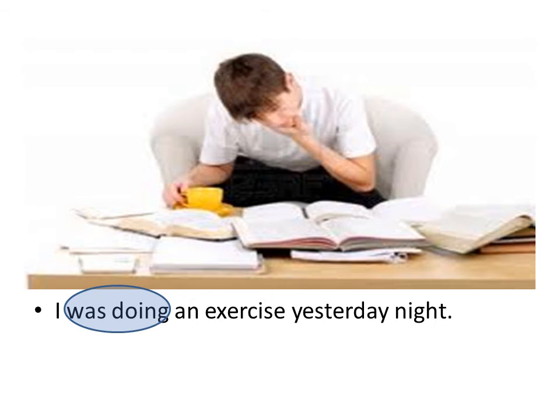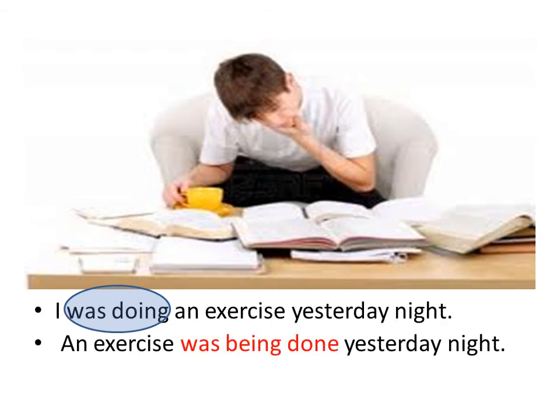So, was doing, past continuous. So an exercise was being done yesterday night by me, of course. That's extra information. Okay, so the object, an exercise, and the form of the past continuous in the passive voice is was being or were being plus past participle. So I add being to the continuous tenses, and I add been to the perfect tenses in general, present or past.